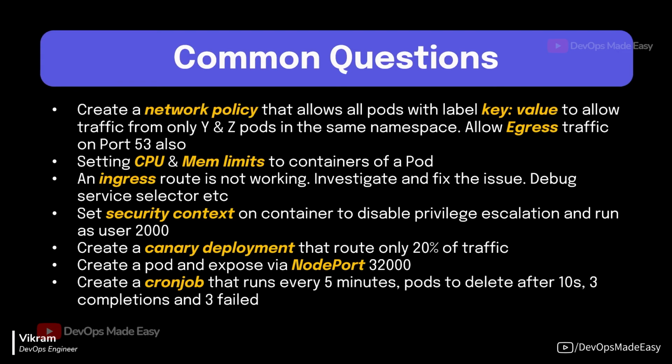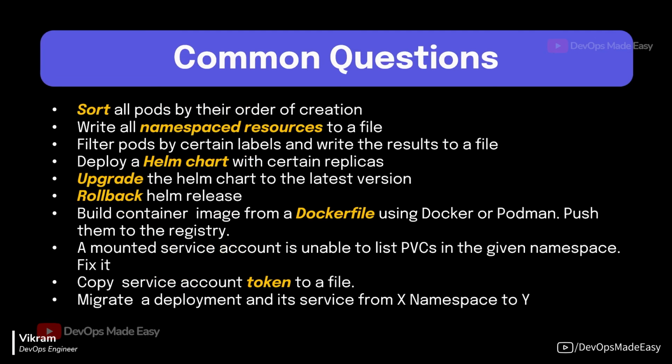And also create a canary deployment that routes only 30% of the traffic, or some 50-50 traffic split. Again, this is also expected. And then create a pod and expose it via node port on this particular port number. Create a cron job or create a job. Sort all pods by the order of creation. So in this case, you need to understand how to use sort by commands, or using custom columns, how to use the JSON path. So you need to understand all these things.